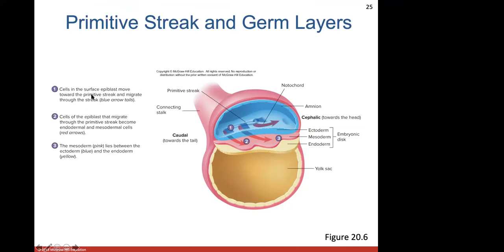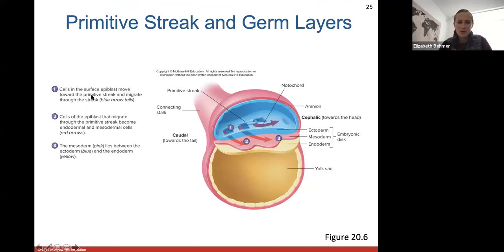Let's read through how these form one at a time. The cells in the surface epiblast move toward the primitive streak, so you can see this showing here, and migrate through the streak, which is shown by our blue arrow tails. And then cells of the epiblast that migrate through the primitive streak become endodermal and mesodermal cells. Those are then the red arrows.